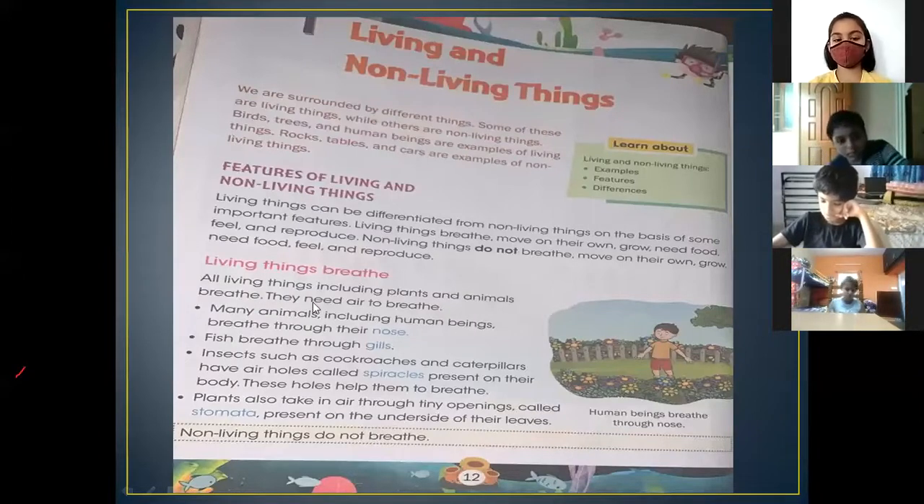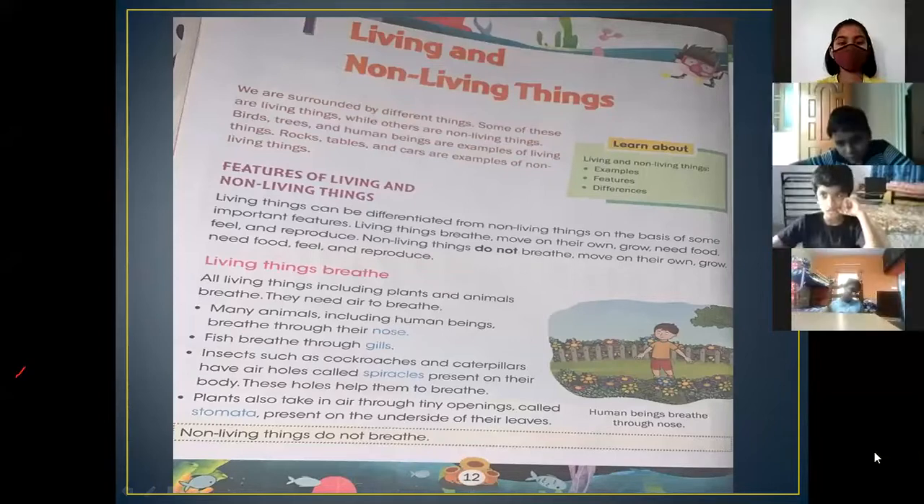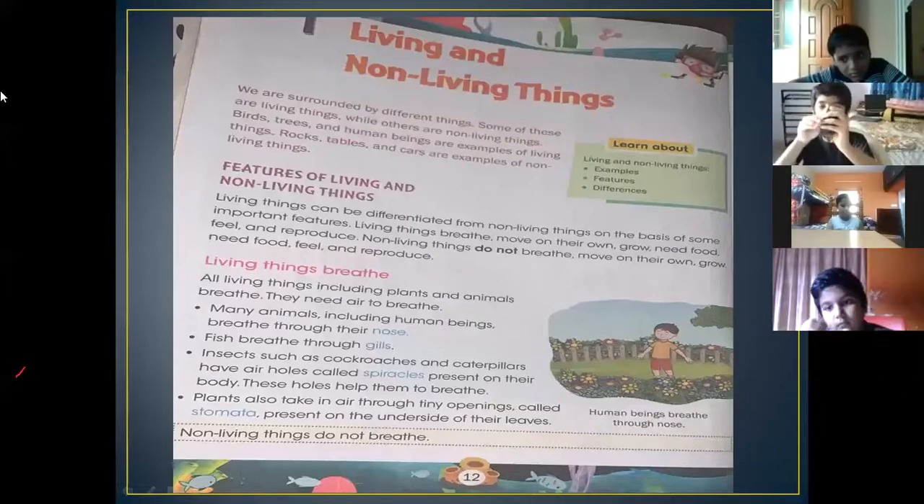All living things, including plants and animals, breathe. They need air to breathe, isn't it? We all need air to breathe. What's the air we breathe? Who wants to tell me? Okay, Aravi, I'm sorry if I haven't pronounced your name correctly. You can unmute. What is the air we breathe in? Oxygen. Very good. Can you mute yourself? So we all breathe in the air oxygen.